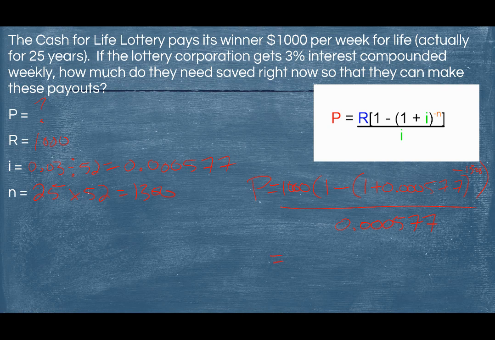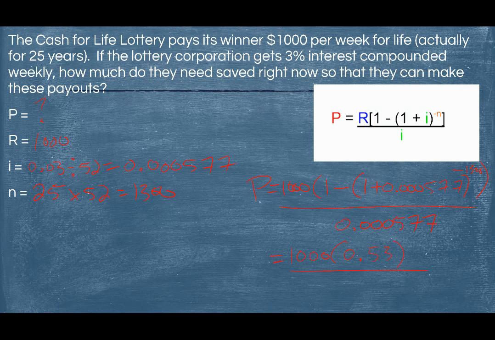All right, now it's calculator time. I type 1 plus 0.000577. That gives me 1.000577 to the power of negative 1,300, which gives me 0.47 and some other stuff. And I got to go 1 minus that, and it gives me 0.52. So basically, I get it to this 0.52. I'm just going to erase this. Just get rid of that. 0.52, 53.